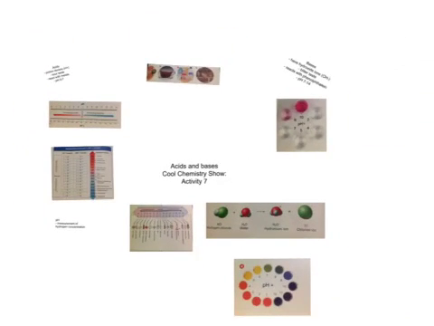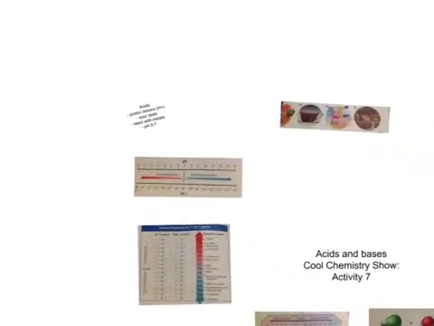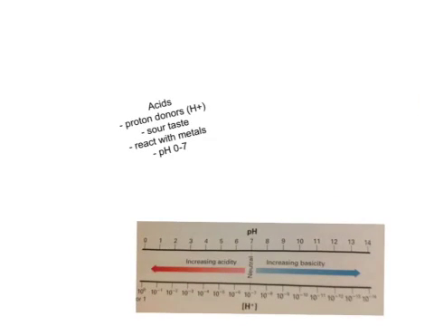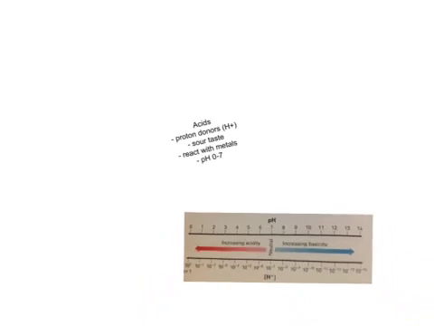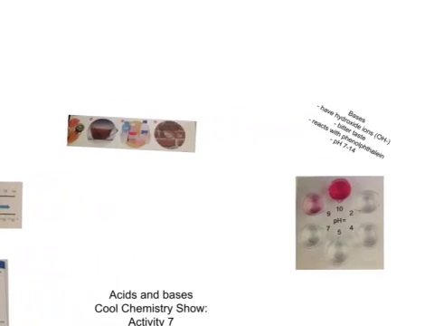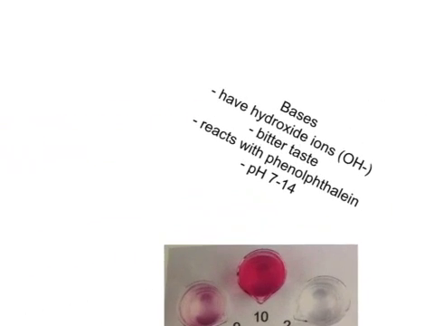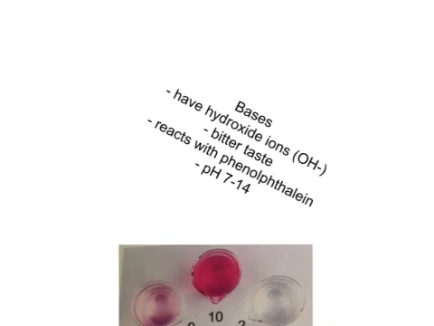Now to begin with, acids are proton donors and they have a sour taste and they react with metals. They also have a pH between 0 and 7. Whereas bases have hydroxide ions, OH-. They have a bitter taste and they react with phenolphthalein. Their pH is found between 7 and 14.